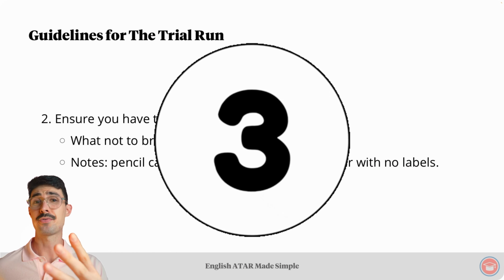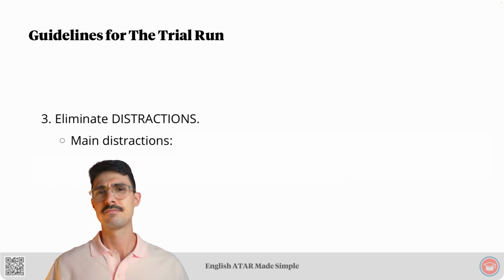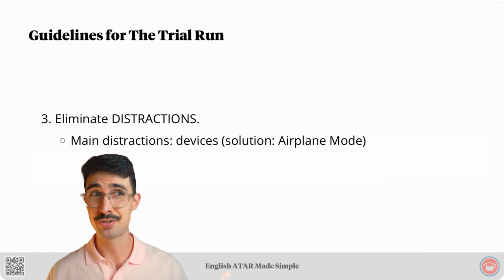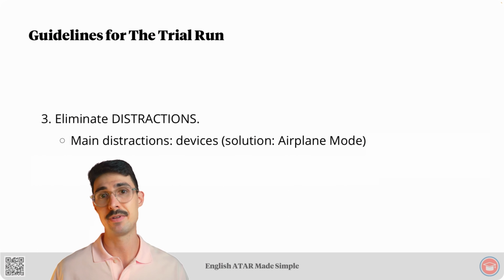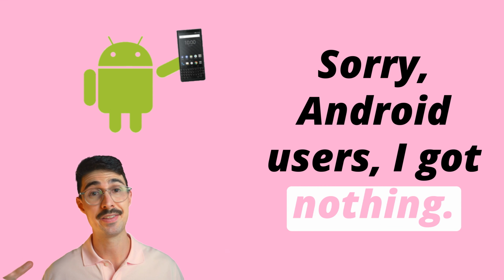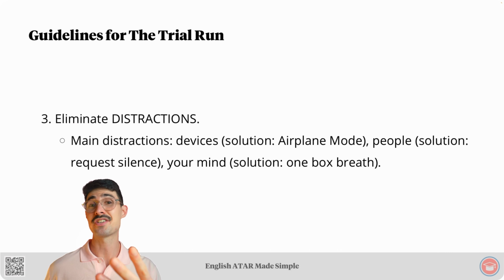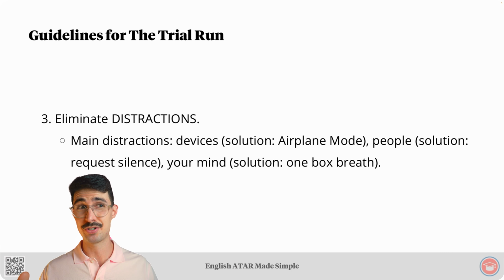Guideline 3, distractions. Eliminate them. 3 main distractions. One of those is devices. Potential solution to mitigate that distraction: airplane mode. Sorry, Android users, I got nothing. Distraction number 2, other people. Potential solution: just kindly request silence. Distraction number 3, your mind. Potential solution: some box breathing.